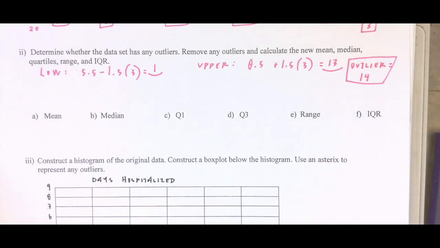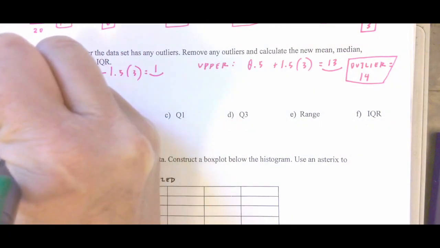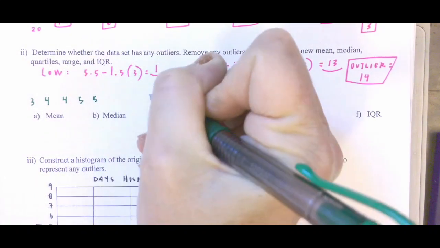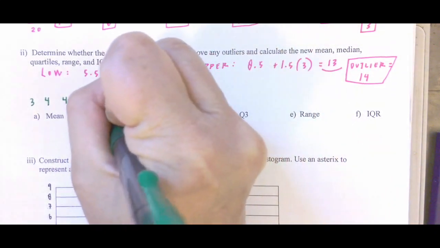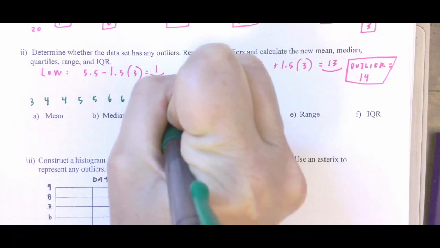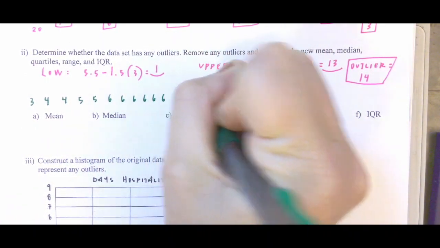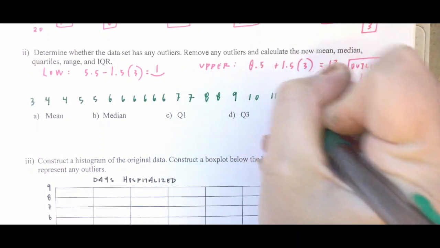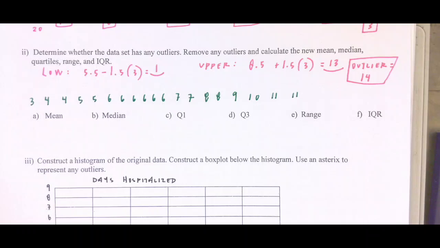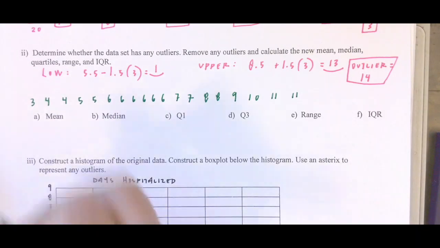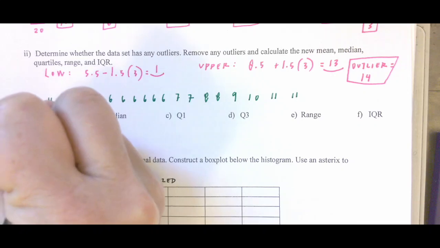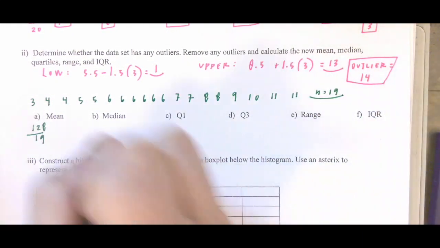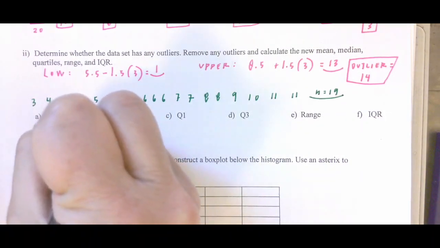All right, so if I pull it and I look at my data again, let me write it out quickly. 3, 4, 4, 5, 5. I have 6 6s, 2 7s, 2 8s, 9, 10, and 2 11s. So if I recalculate my mean, my sum is 128. Now I'm dividing by 19. Right, I have 19 data points. That'll get me a new average of 6.74.